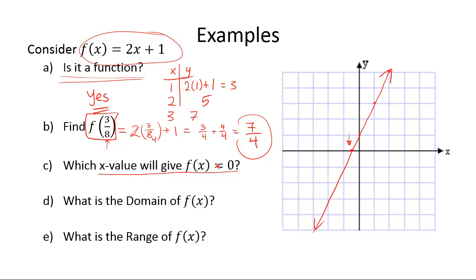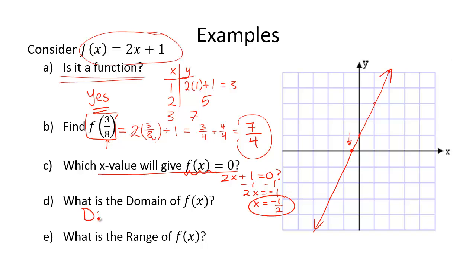So to do that, you would just say, well, what if my function 2x plus 1, the f of x, is equal to 0? Solve it. You get 2x is -1. You get x equals -1/2. And you can see on the graph it is at -1/2.